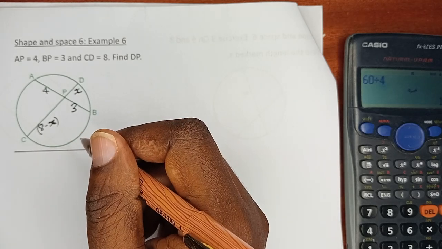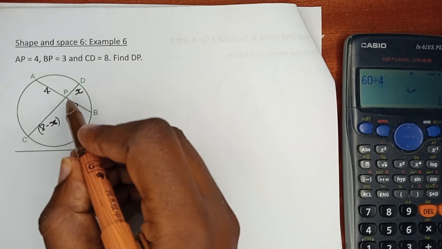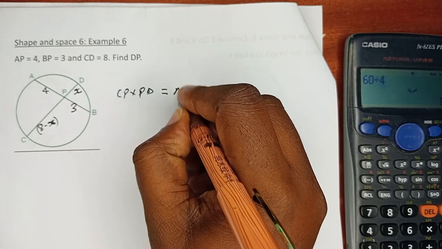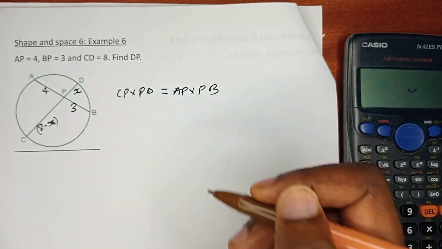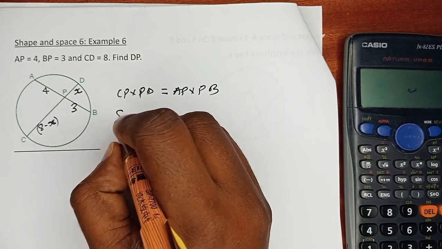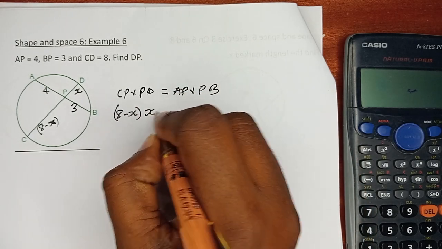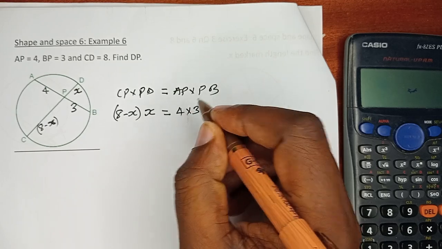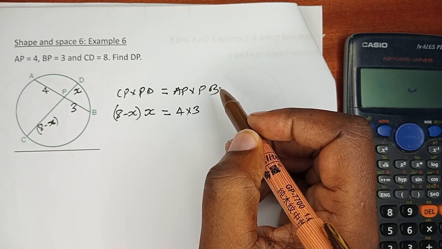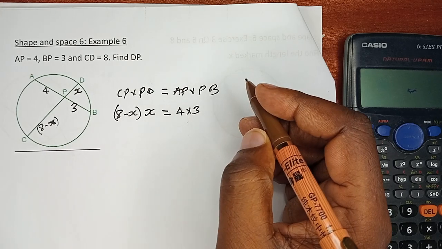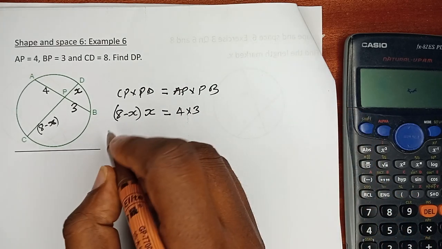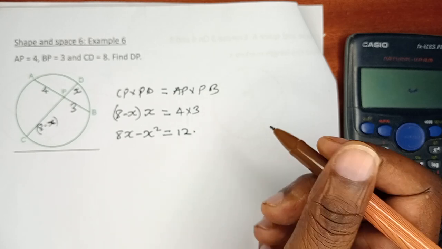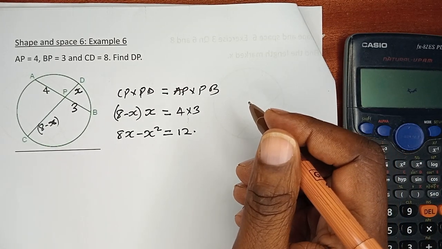And according to internally intersecting chords, we know that CP times PD is equal to AP times PB. But what is CP? 8 minus x multiplied by x is equal to 4 times 3, because AP is 4 and PB is 3. In other words, we can now open this bracket: we have 8x minus x squared is equal to 12.